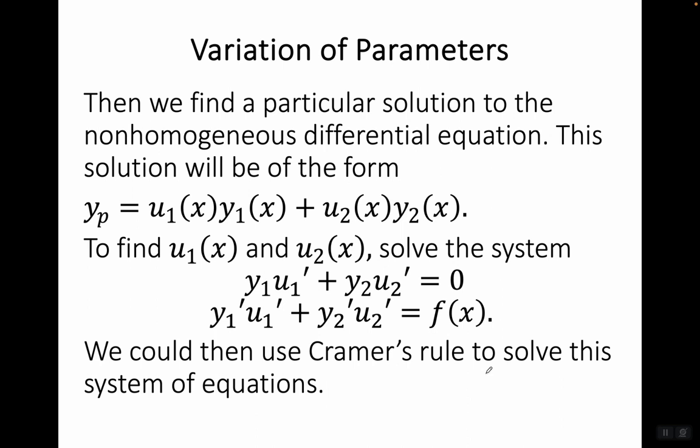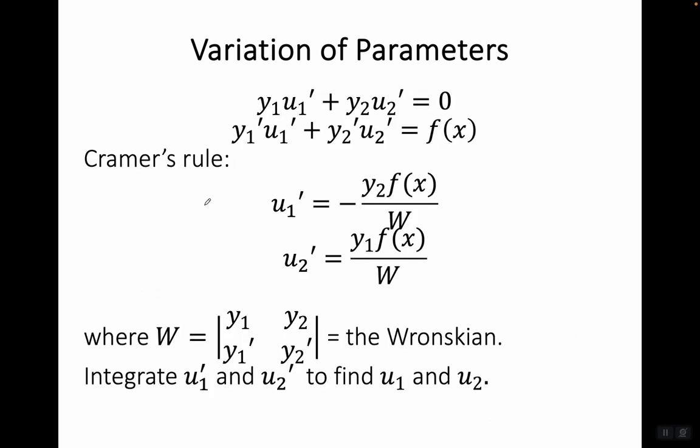A particular solution of the non-homogeneous differential equation is going to be of the form y_p = u1(x)y1(x) + u2(x)y2(x). To find u1 and u2, solve the system y1u1' + y2u2' = 0, y1'u1' + y2'u2' = f(x). We could then use Cramer's rule to solve this system of equations, and you probably don't remember Cramer's rule, but I'll show you how it works out.